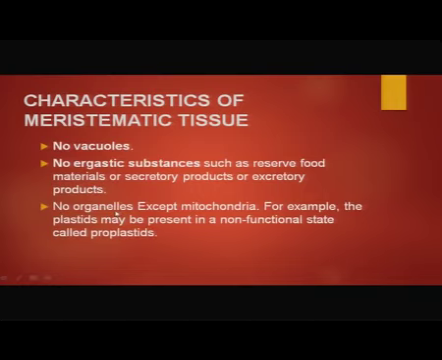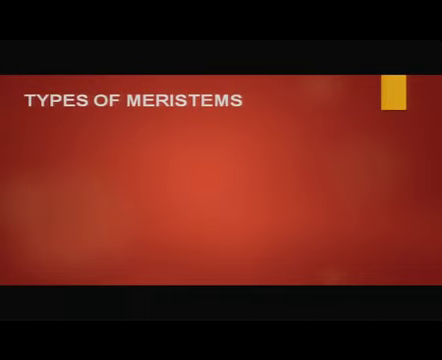Finally, most of the organelles are also absent except for the mitochondria. Mitochondria are of course there, because they provide the energy for the rapidly dividing cell. But other organelles are either absent or present in a non-functional state. For example, plastids are present in a non-functional state called proplastids. This was about the characteristics of meristematic tissues.